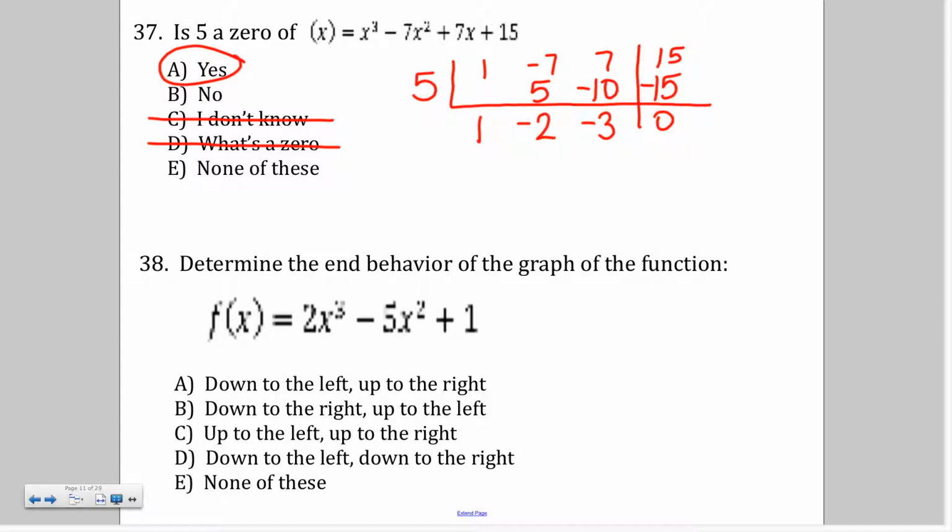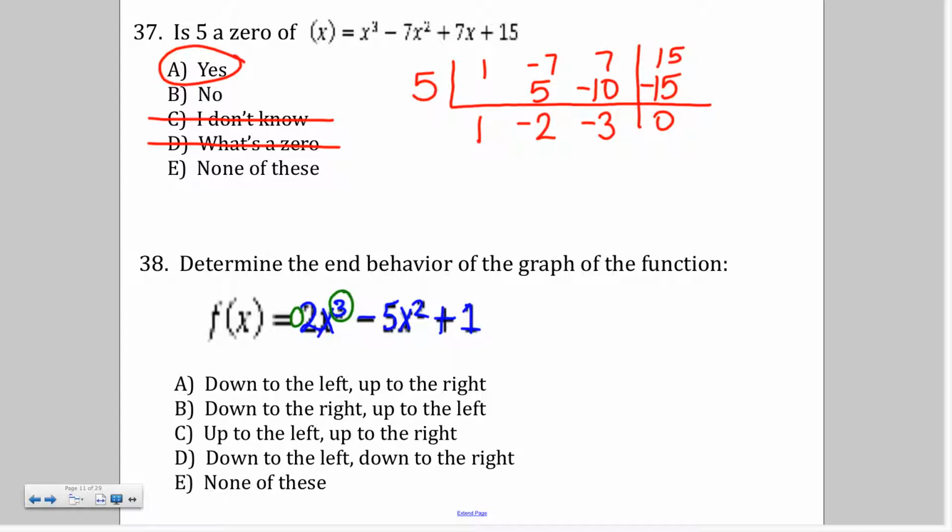All right. So now, 38, determine the end behavior. So we have 2x cubed minus 5x squared plus 1. Now, all we need to look at right here is our exponent. All right? We need to look at what is going on right here. So our exponent is cubed and it is positive.